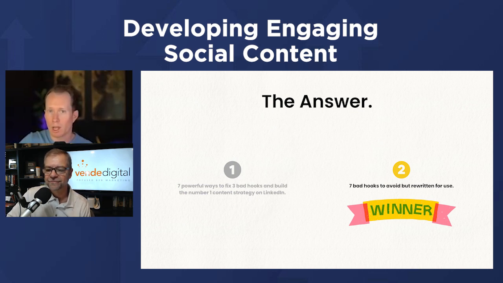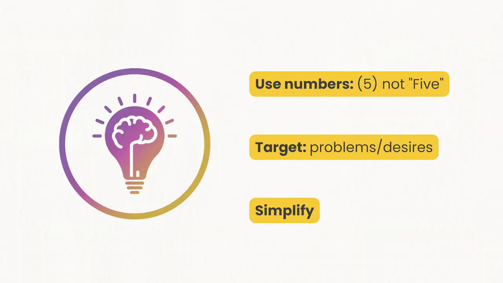7 bad hooks to avoid. You're telling someone, or warning someone of something, and then you're showing this. And I'll show you this post here in a second. When you're writing hooks, use numbers. Use the number 5. Don't write 5. People see this number and it easily registers into the mind. Like they know they're about to see a countdown. Target the problems and desires, which we talked about, and keep it simple.